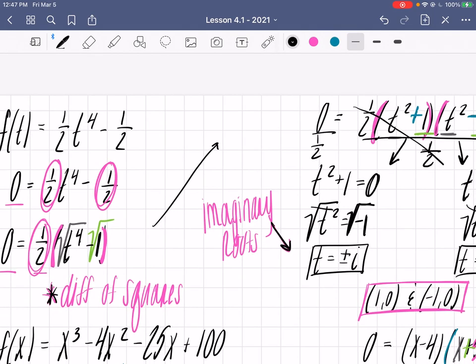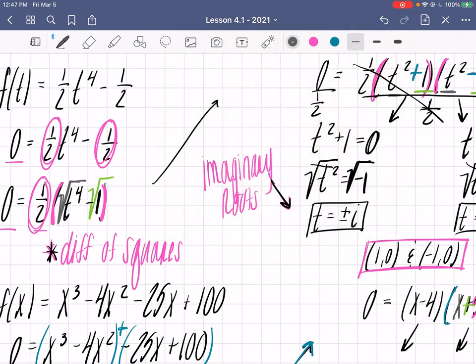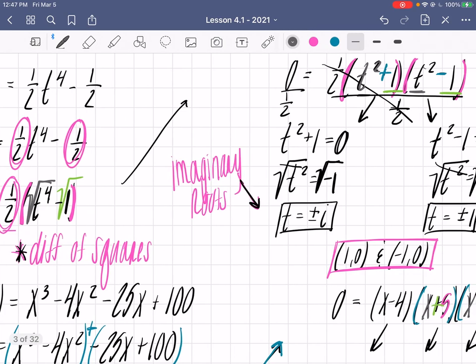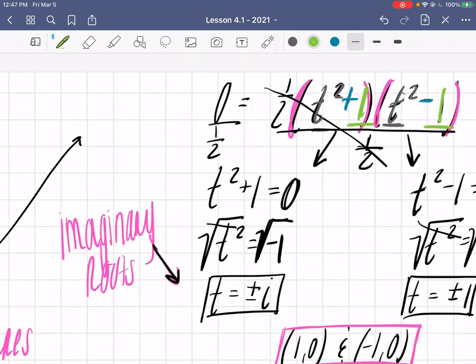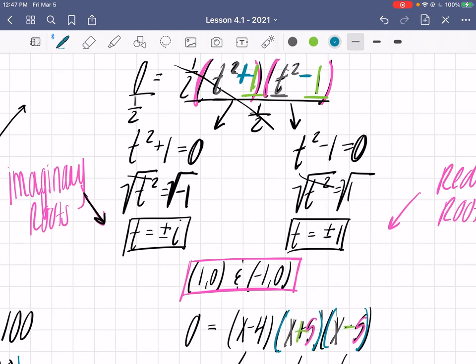So if you remember, we take the square root of the first term, so square root of t to the power 4, becomes t squared, and that's the first term in each parentheses. And then we take the square root of the second term, which is 1, and the square root of 1 gives us just 1. So we write that in the second spot in the parentheses, and then one of the parentheses has a plus sign and one of them has a minus sign. So that is how you factor the difference of squares, okay?